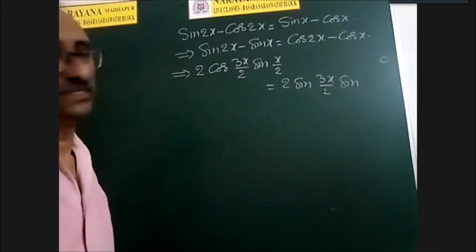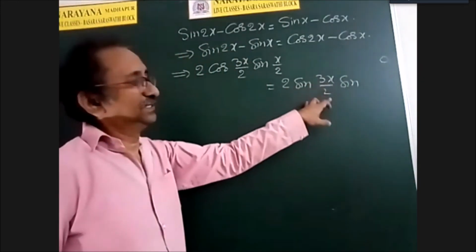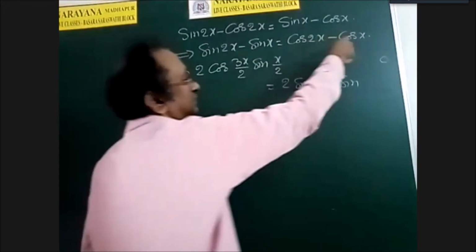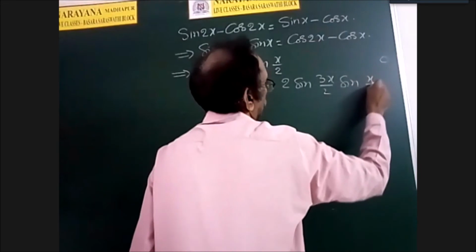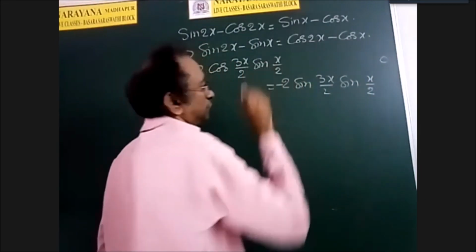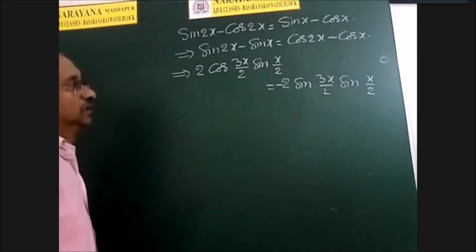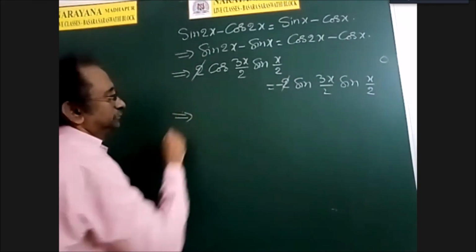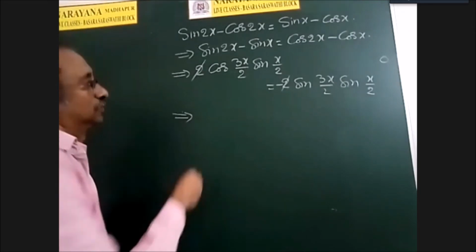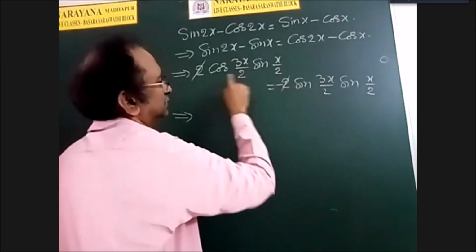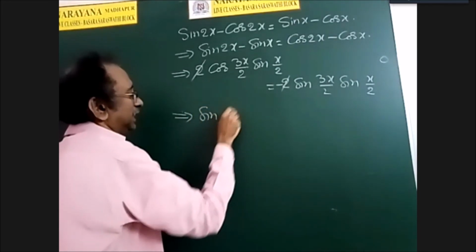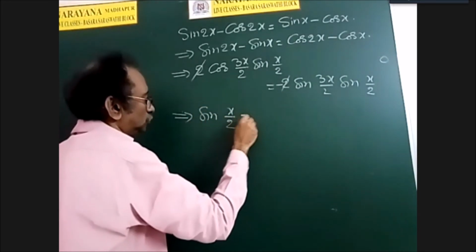What is cos C minus cos D? 2 sin C plus D by 2, sin D minus C by 2. That is sin minus x by 2. Or I will do one thing. I will put minus here. And therefore, 2 is cancelled. See what I am writing now. So both sides, there is sin x by 2. Therefore, sin x by 2 may be 0.